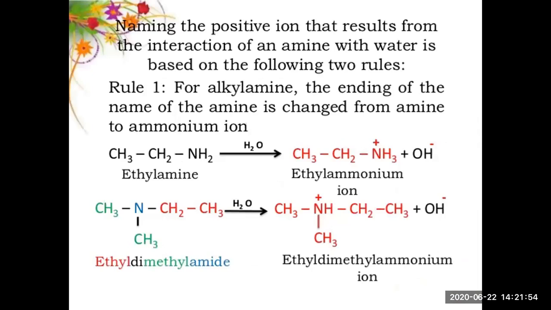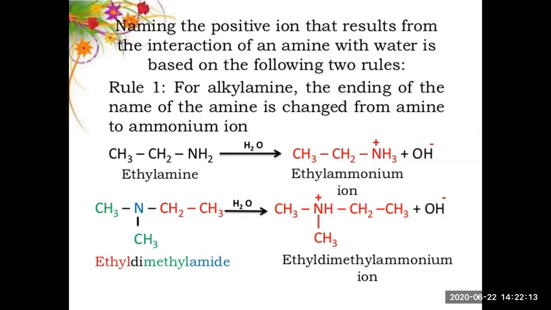Next, naming the positive ion that results from the interaction of an amine with water is based on the following two rules. Rule 1: for alkylamines, the ending of the name of the amine is changed from amine to ammonium ion. Ethylamine becomes ethylammonium ion.